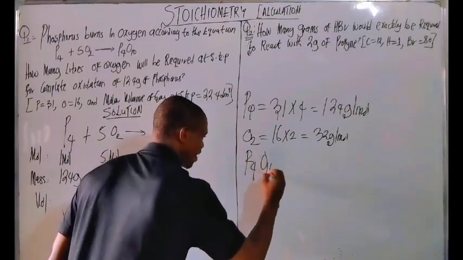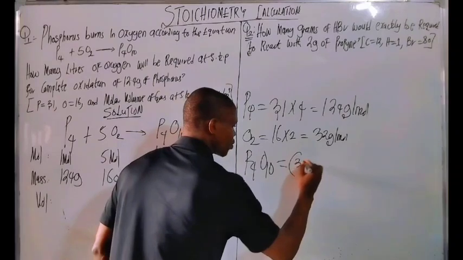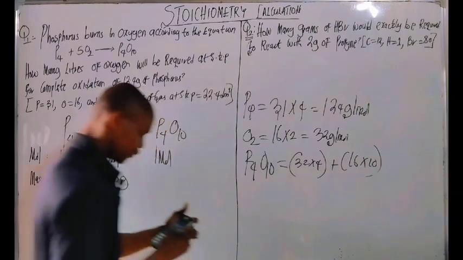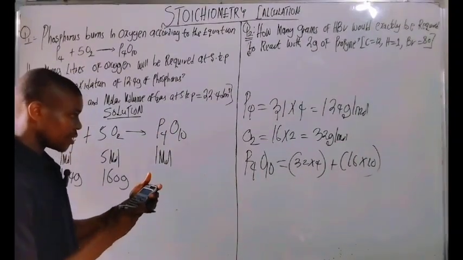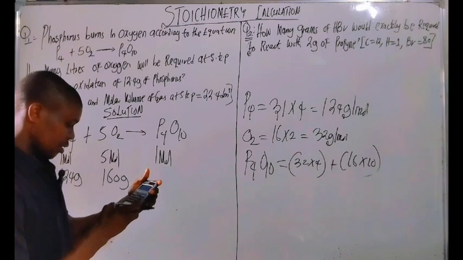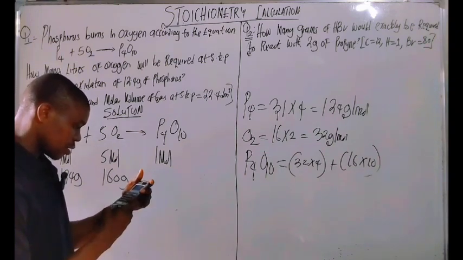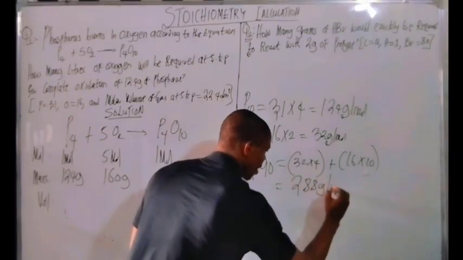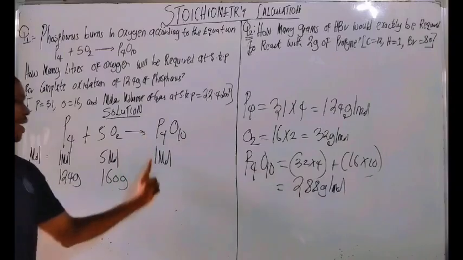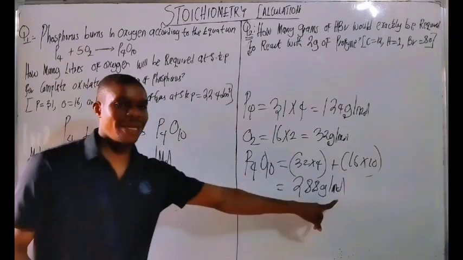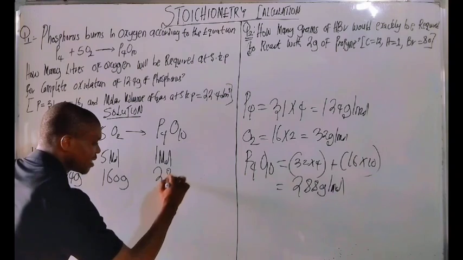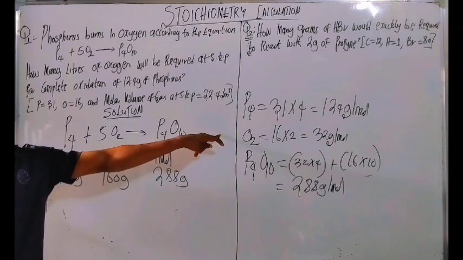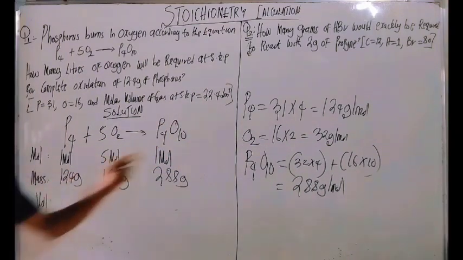Now let's look at P4O10. Here we have 32 times 4 plus 16 times 10, right? So let's do the calculation here. Here we have 32 times 4 plus 16 times 10. Here we have 288 gram per mole, right? Now remember, how many moles do we have? Here we have 1 mole. 1 times 288. Here we have 288 gram. Can you see that? As easy as that. So I've got my mole for each of the species. I've got my mass for each of the species.